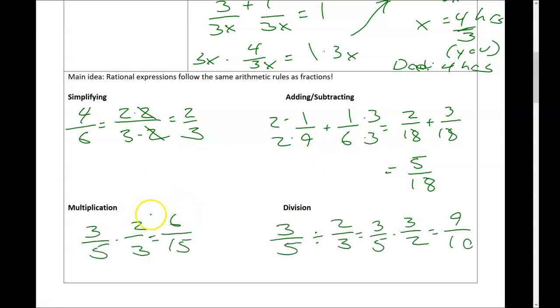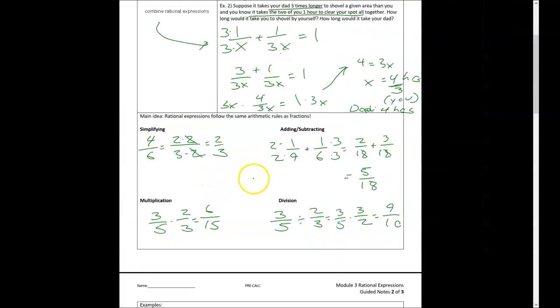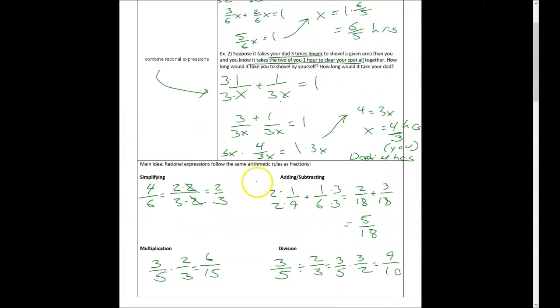So multiplication, I just go straight across, multiply the tops together and the bottoms together. Division, I do something similar, but first I change the divisor to the reciprocal, right? So multiplying by 3/2 is the same as dividing by 2/3. Okay, so make sure you understand each of these examples and make sure your notes are complete before you move on, because we're going to do the same thing with harder expressions on the next page.